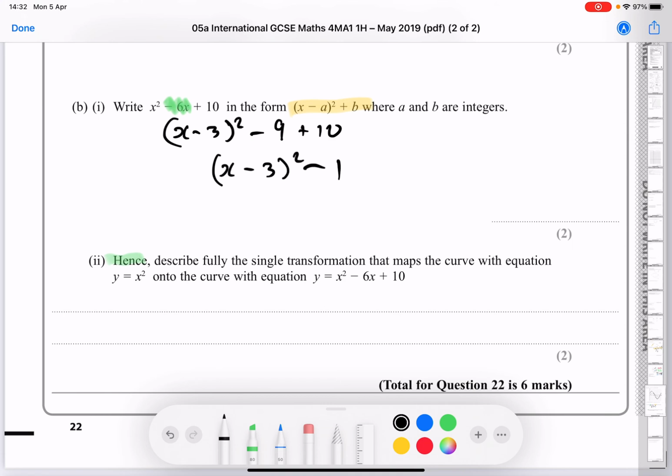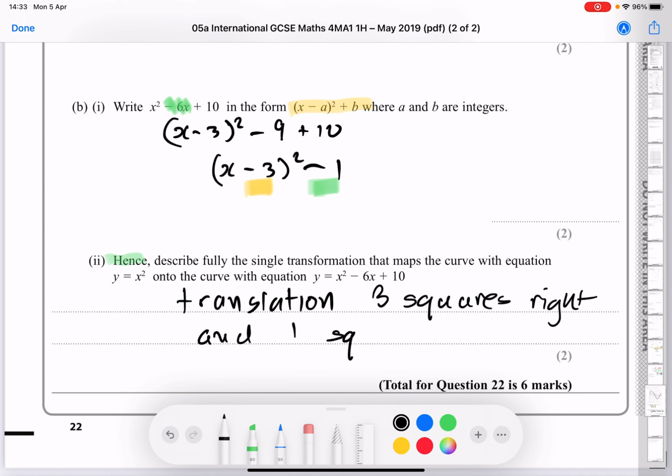And it says, describe the single transformation that maps the curve. Right, there are 2 marks available here. And the first mark is just for remembering to say translation. When we do any of these kind of things, it's usually a translation. So good guess. And what's happened here is that the thing has moved 3 squares across and 1 square down. So we can just write that. We can write translation 3 squares right and 1 square down.